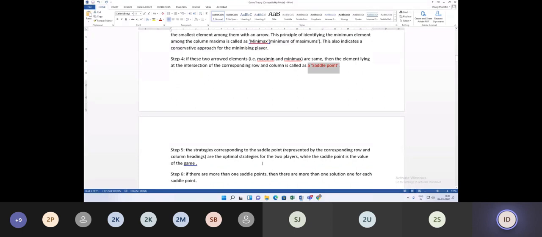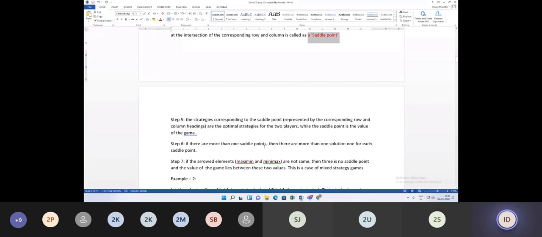If there is more than one saddle point, then there are multiple solutions, one for each saddle point. If maximin and minimax are not the same, there is no saddle point. If maximin and minimax are the same, it is called a saddle point.